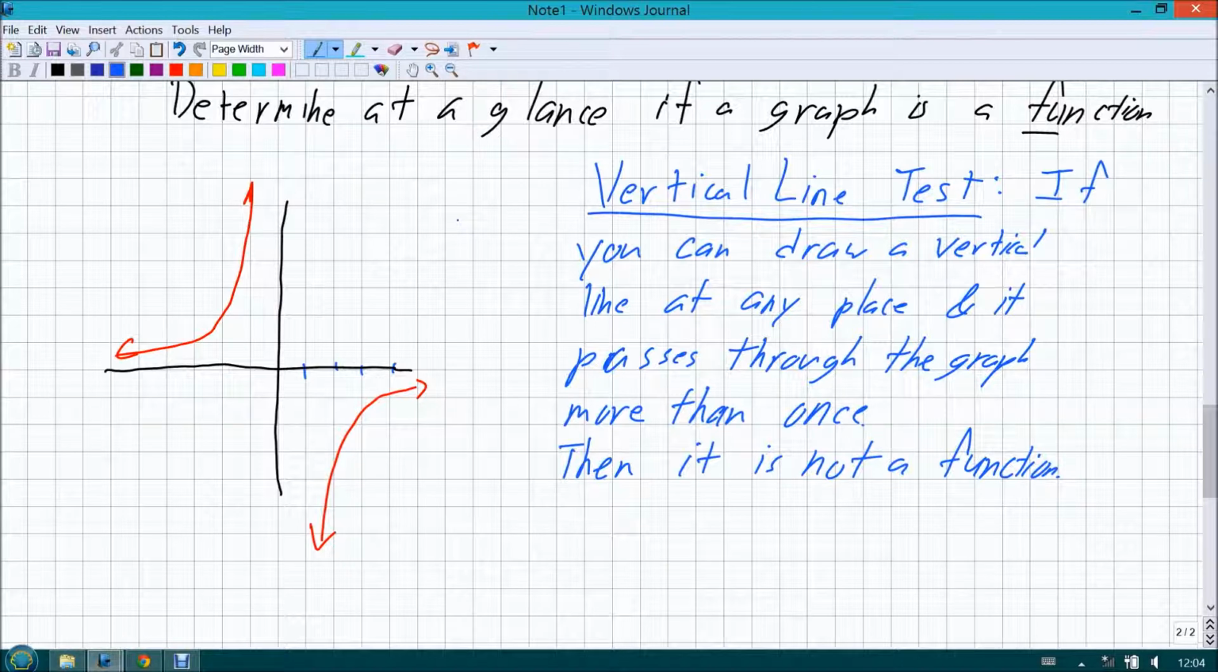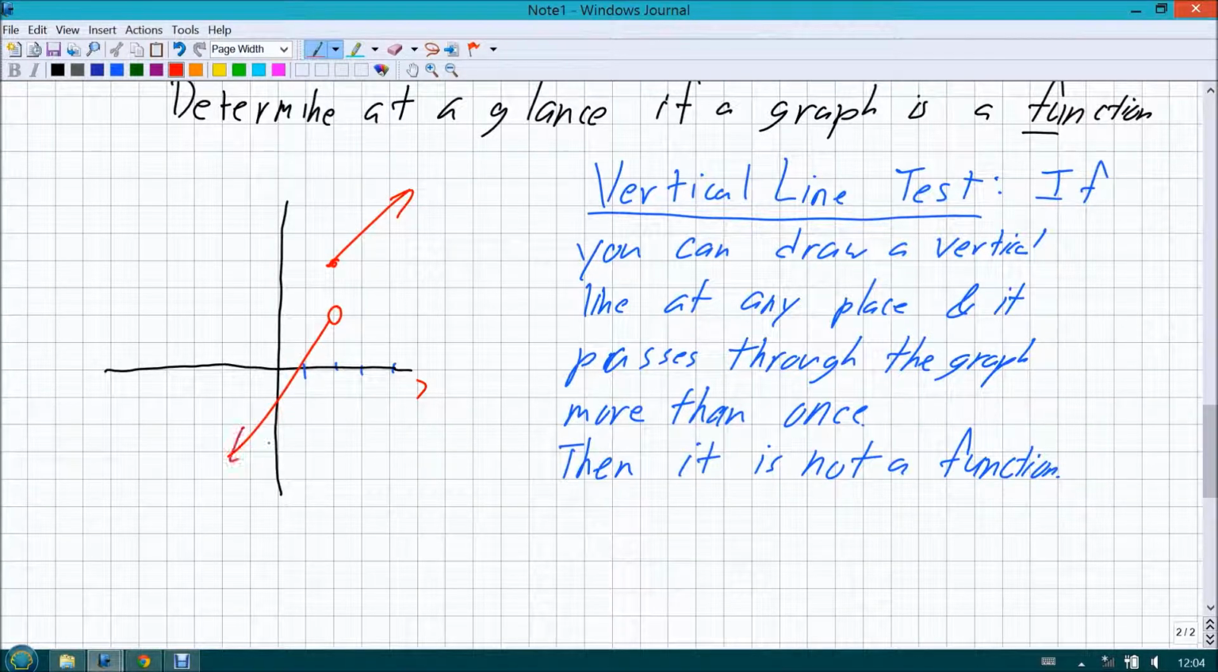Okay, now for our last one, this is going to be very similar to a previous one. Hold on a moment. All right, and this one, we're going to have a dot here, going that way, and then an open circle, and then going that way. Is this one a function? Like, Mr. O'Neill, we already did this one. We drew a vertical line right there, and bam, it hit two places. And yes, it did in the previous one.